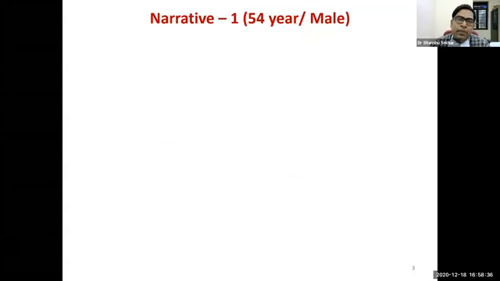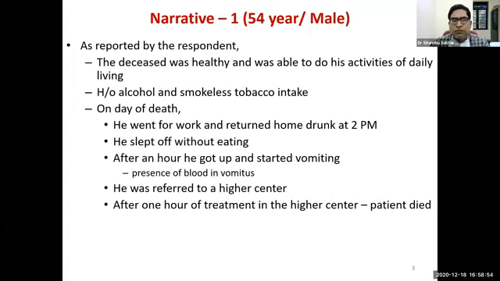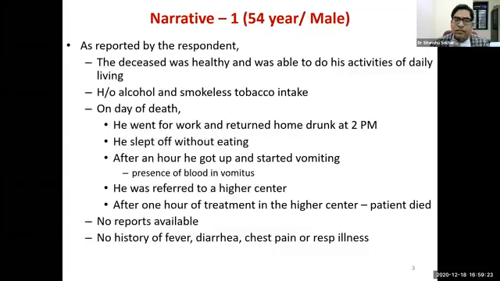This is a case of a 54-year-old male. As reported by the respondent, the deceased was healthy and was able to do all his activities of daily living. There was history of alcohol and smokeless tobacco intake. On the day of death, he went for work and returned home drunk at 2 p.m. in the afternoon. He slept off without eating. After an hour, he got up and started vomiting. There was presence of blood in the vomitus. He was referred to a higher center by the nearby health facility, and after 1 hour of treatment in the higher center, the patient died. There were no reports available. It was mentioned in the narrative, which is a good thing. No history of fever, diarrhea, chest pain, or respiratory illness reported.